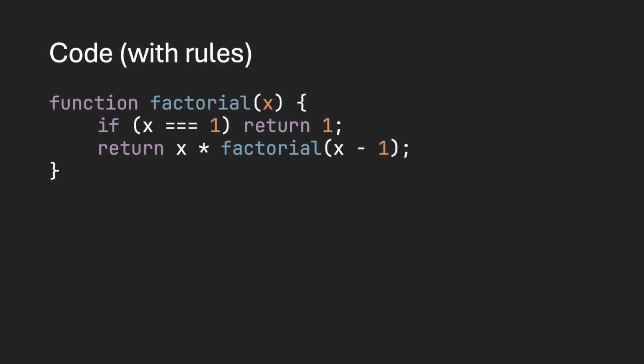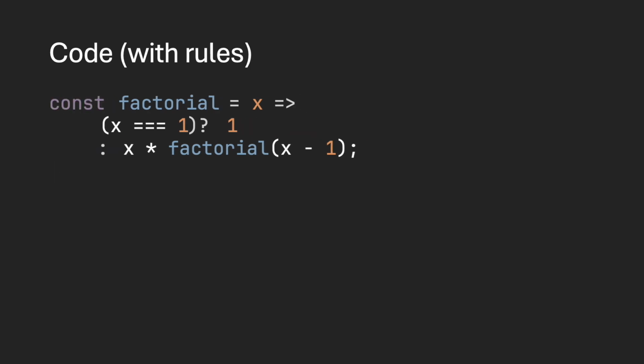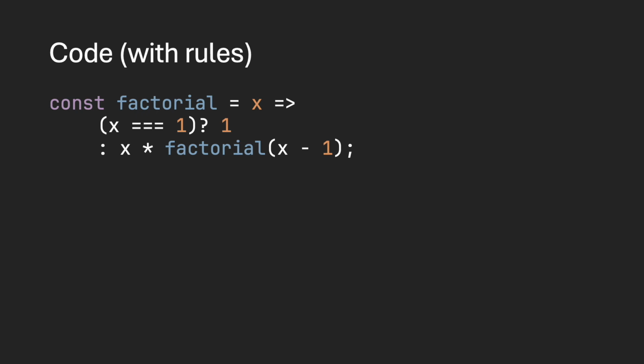To understand the Y combinator, we need to add some rules to our factorial function. But before we do that, let's rewrite our factorial function using a lambda expression. We can use the ternary operator to get a similar effect as our if statement, where we say if x equals 1, then we return the value 1. Otherwise, we return the value x times the factorial of x minus 1, just like our factorial function should.